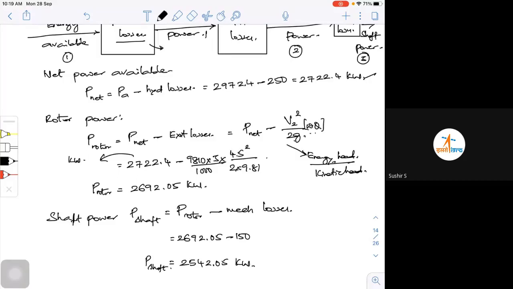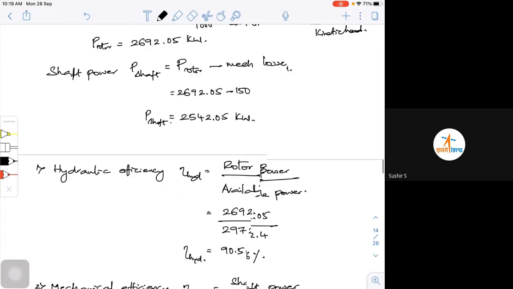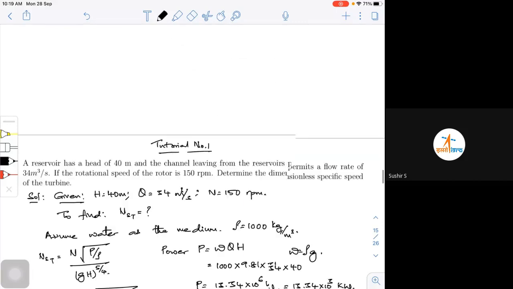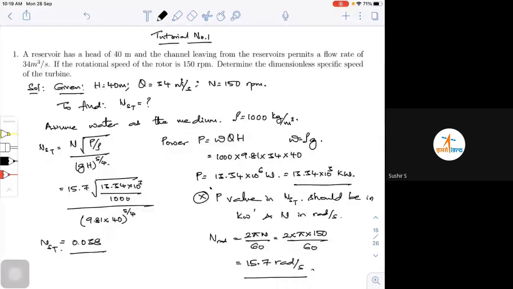So we'll try to look into some numericals on your model studies. You already have solved actually. Let's look at this one numerical. A gas reservoir has a head of 40 meters and the channel leaving from the reservoir permits a flow rate of 34 meter cube per second. If the rotational speed of the rotor is 150 rpm, determine the dimensionless speed of the turbine.